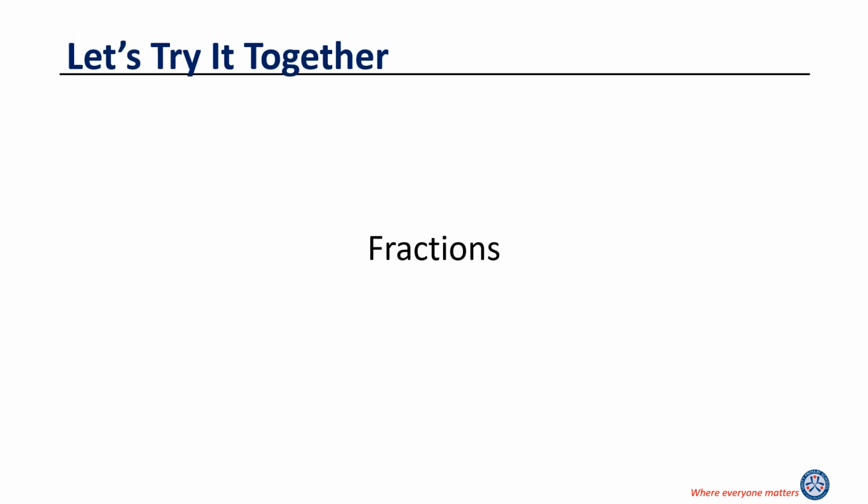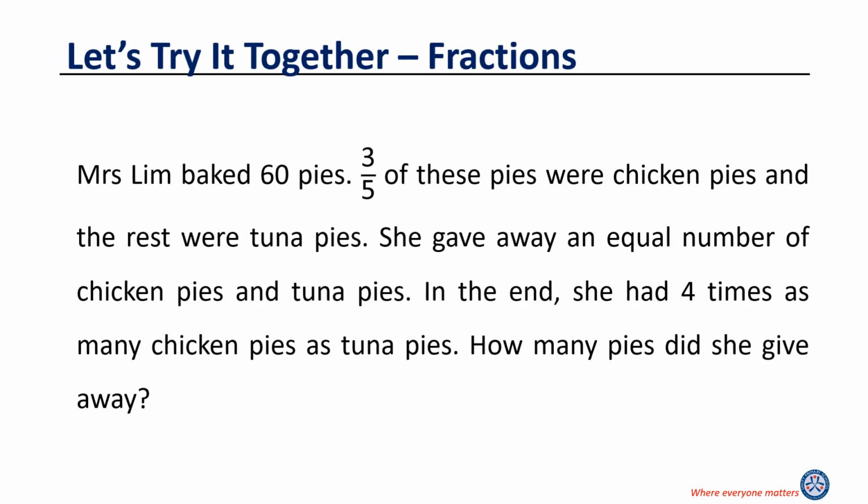Now, let's try together a sum on fractions. Mrs. Lim baked 60 pies. 3/5 of these pies were chicken pies and the rest were tuna pies. She gave away an equal number of chicken pies and tuna pies. In the end, she had 4 times as many chicken pies as tuna pies. How many pies did she give away?